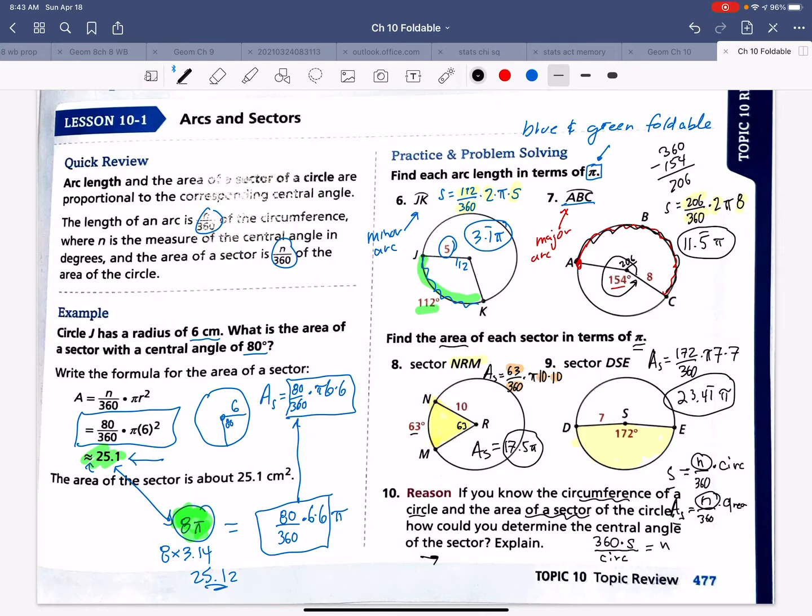In the same way, if we knew the area of our sector, we could multiply by 360 in the numerator and divide by the whole area. Sometimes I'd call that A sub W, W for whole. And we could find our central angle. N would be our central angle. On our foldable, we would call that the measure of arc AB. We could also use N for just a number we're solving for.